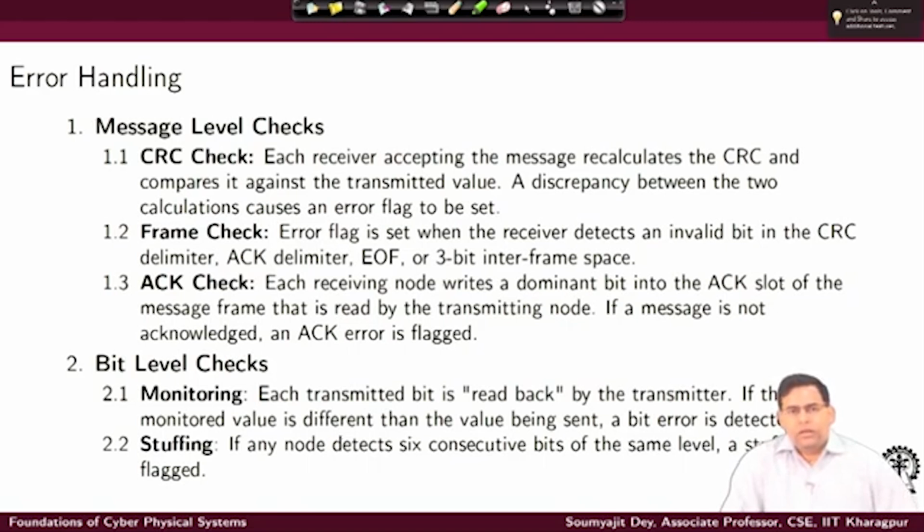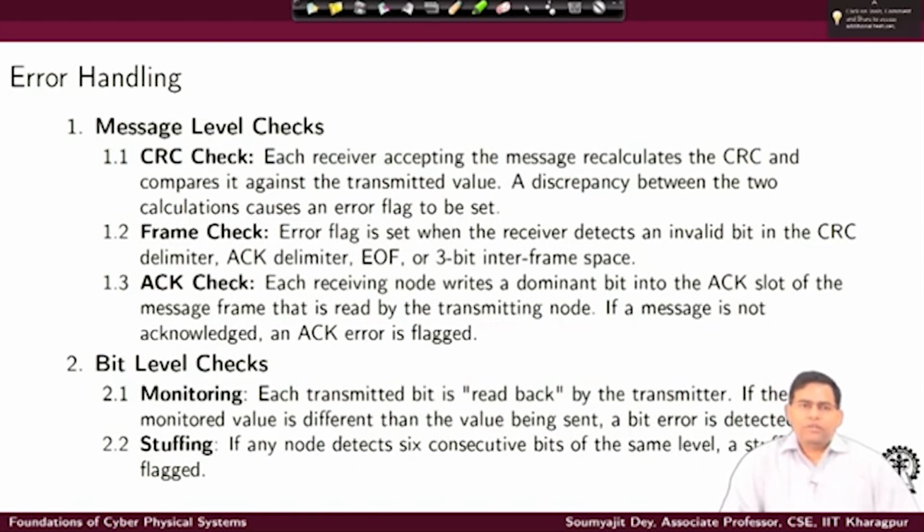Now, whenever the receiver detects an invalid bit in the CRC delimiter, then also it will send an error flag. Similarly, if it finds such a thing happening in any such well-defined space like the ACK delimiter or the end of frame. If you remember, the CRC delimiter, the ACK delimiter and the end of frame have well-defined fields of 1 bit or 7 bits, and they will be recessive. So if there is any violation of those, it will be sent as an error flag, right? Similarly, there is a 3-bit inter-frame space. If that is not maintained, that is also an error.